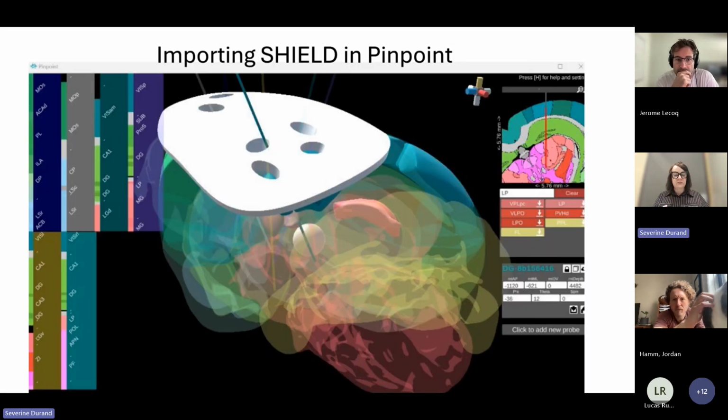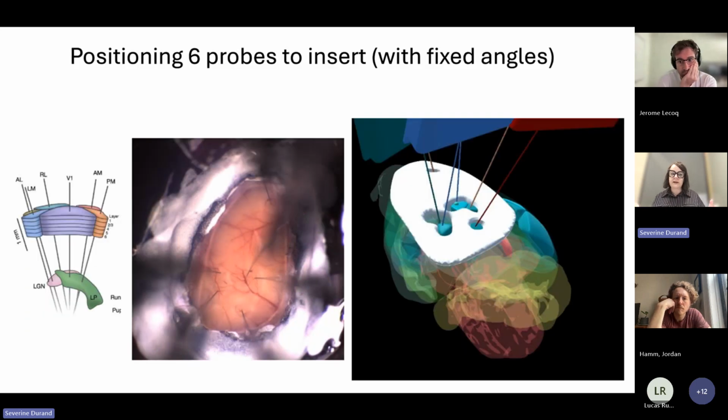Then you import this in this Pinpoint software, which looks like this, and I will show you the real one in a second. So basically you import your implant, and it's on top of this CCF brain that you can use for targeting. And then just a reminder, we have 6 probes. Each of them has a very fixed angle. We cannot change the angle. So that's why it's sometimes a little tricky to do the targeting, because we have a fixed angle. The probes cannot really cross each other. So it's a little bit tricky to do these kinds of things.